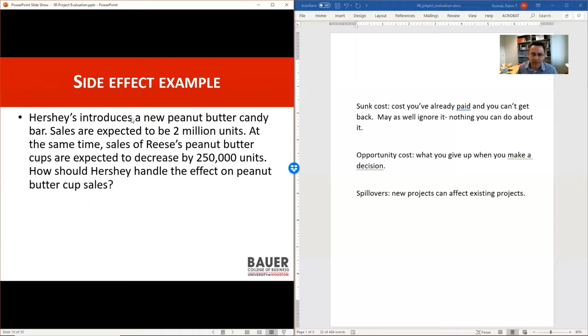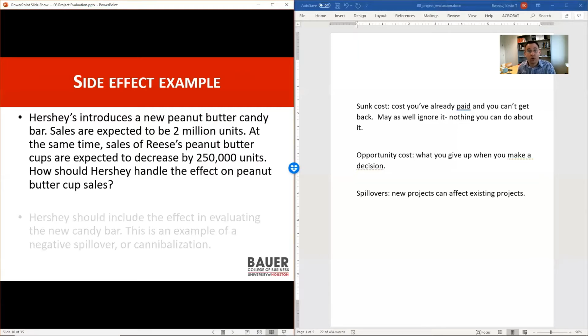Hershey's is a candy company. They're introducing a new peanut butter candy bar. Okay, and they're expecting to get 2 million units, blah, blah, blah. Hershey's also sells peanut butter cups. So their new thing is peanut butter bars, but they also sell peanut butter cups. And if you introduce this peanut butter bar, you know that your sales of the peanut butter cups are going to go down by 250,000 units here. So what should Hershey do?